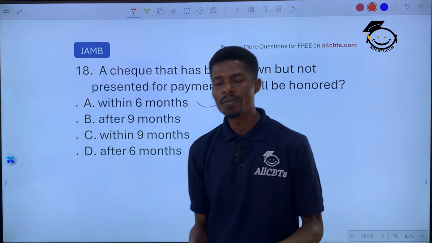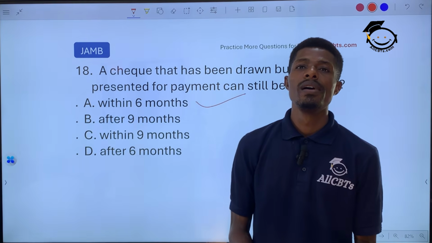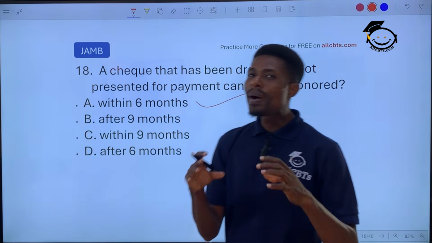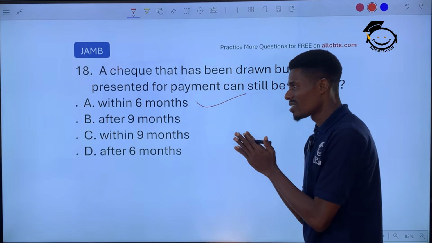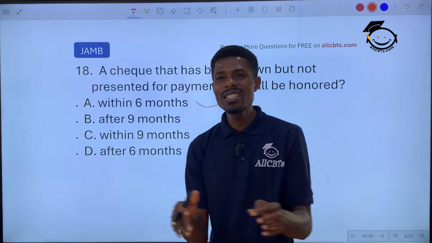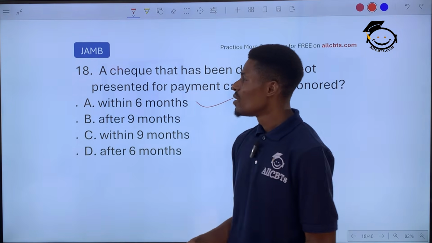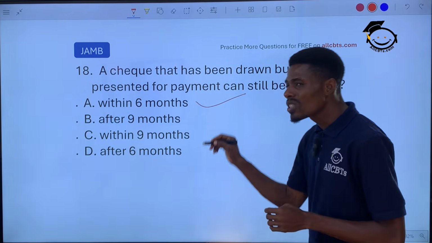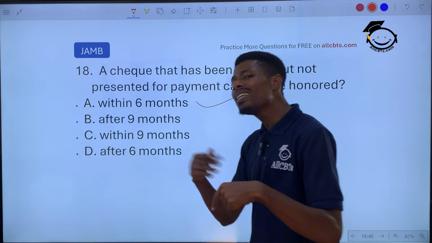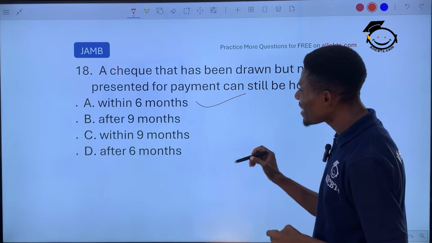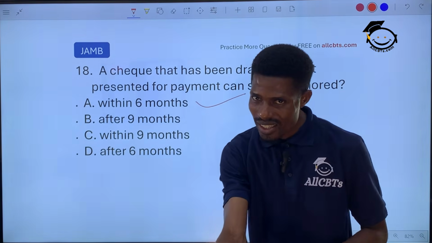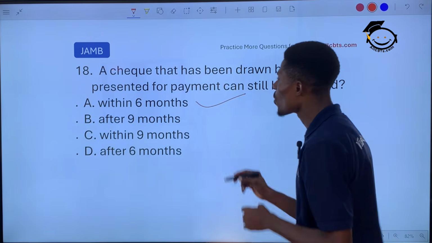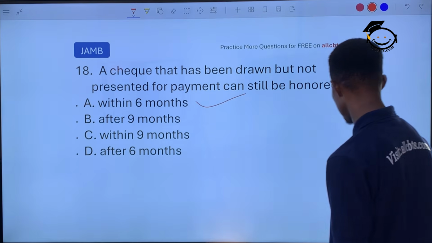Why option A? The reason why the answer is option A is that banks generally accept checks that are not yet stale within 6 months. What is the meaning of stale? When something has expired. So, according to the banking rule, checks within 6 months, take note of the word, after 6 months it becomes stale. But within 6 months, according to the banking rule, a check is still valid and can be withdrawn, can be collected. So the correct answer is what? Within 6 months. That's option A.